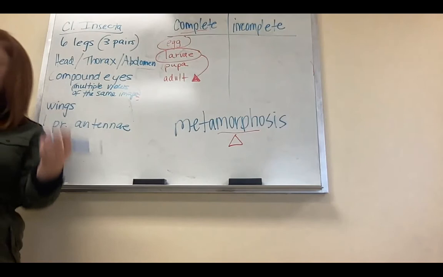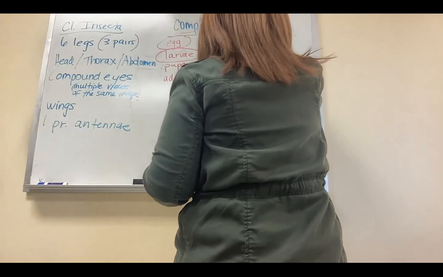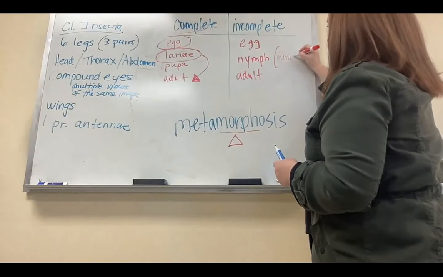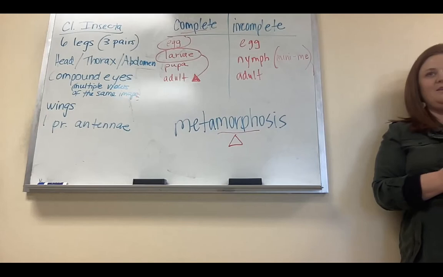So incomplete obviously means it's not a complete change. What they call that is egg, nymph, adult, and this word really is like a mini me. Have you ever seen a baby grasshopper? It's really tiny. They're actually really cute. So that's like a mini me, a baby grasshopper that's going to become the daddy grasshopper. So it's just a tiny version of itself.